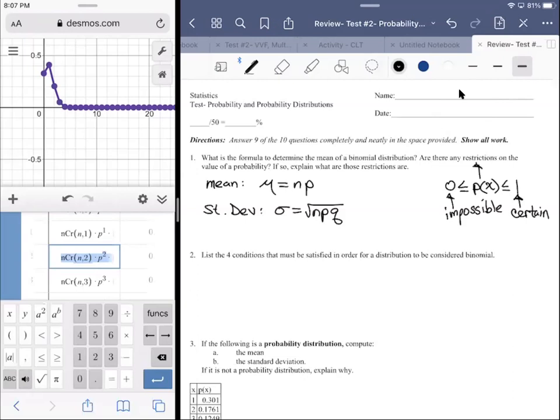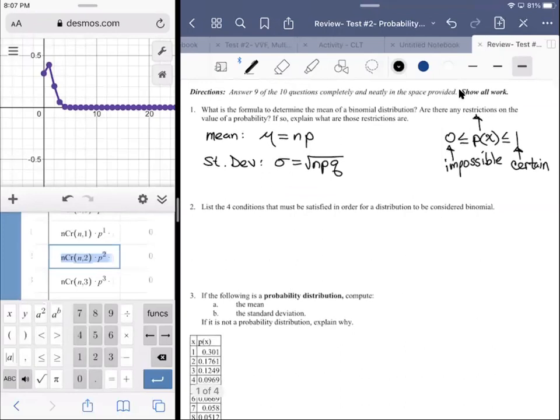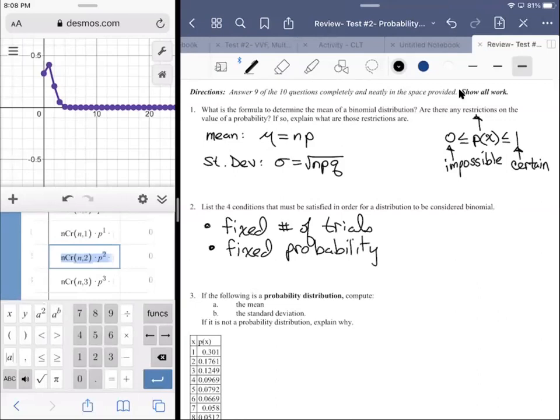All right. 4 conditions that must be satisfied in order for a distribution to be considered binomial. You have to have a fixed number of trials. You have to have a fixed probability. You got to have independent events. And 2 outcomes.